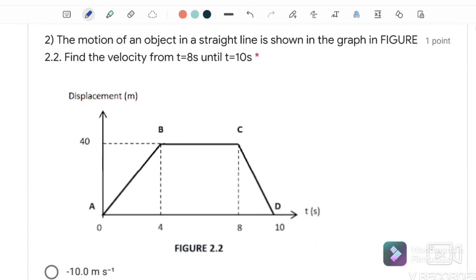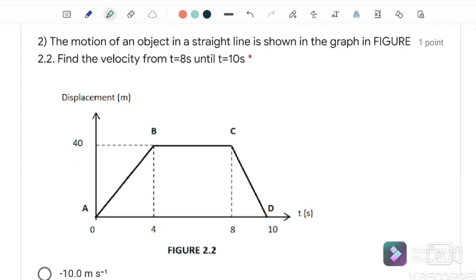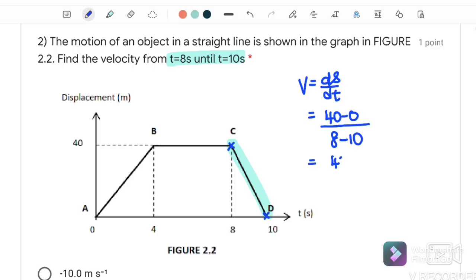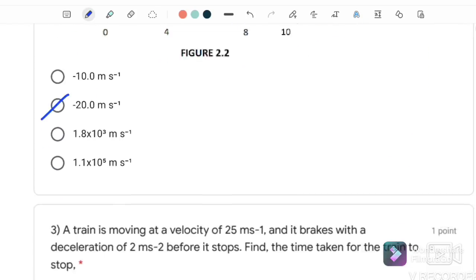Question number 2. The motion of an object in a straight line is shown in a graph. Find the velocity from t equals 8 seconds until t equals 10 seconds, meaning that we want to find the velocity from C to D. This is the graph of displacement versus t, where the velocity is ds over dt, or the gradient. So we take point C and point D: 40 minus 0 over 8 minus 10. Therefore, 40 over negative 2, and we get negative 20 meters per second. So the answer is B.